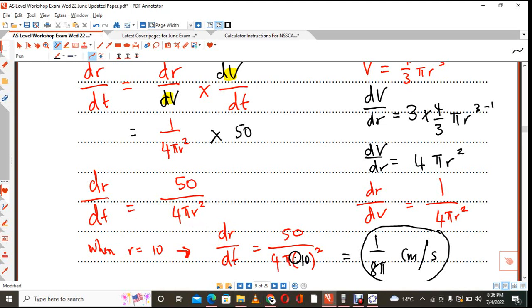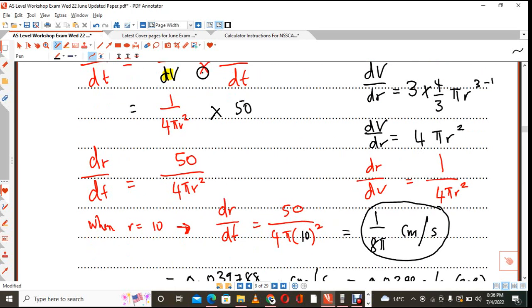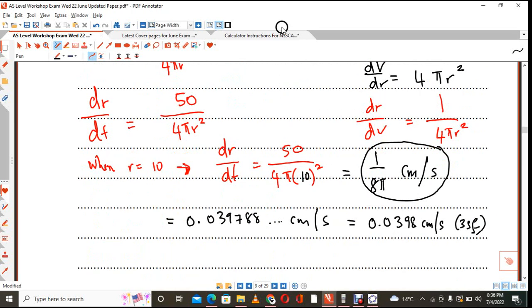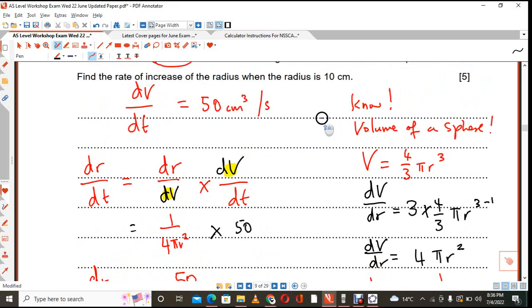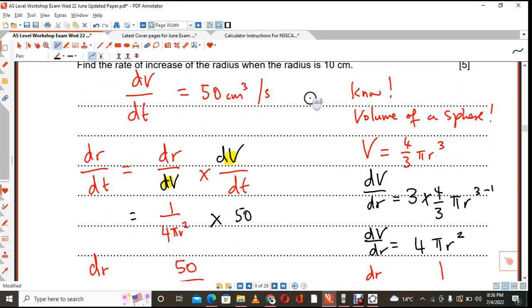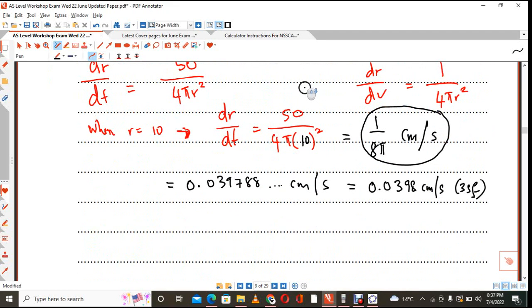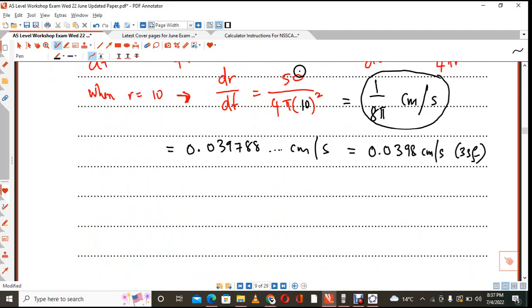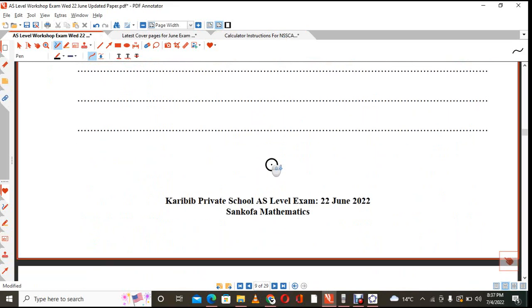centimeters per second. Radius is distance. Time, dr/dt, time is the seconds. So make sure your units are also okay. Okay, all right. So it's a very interesting question. It's actually a very favorite question of mine. So please know how to solve these questions when we are dealing with volumes and this type of questions.